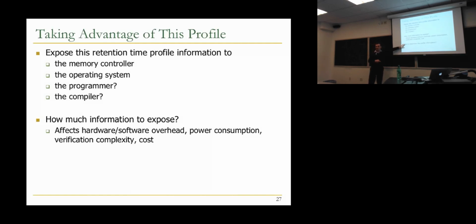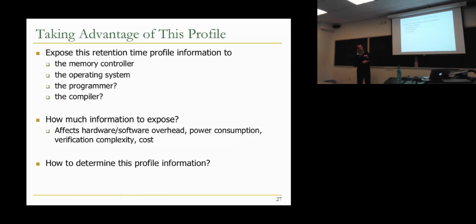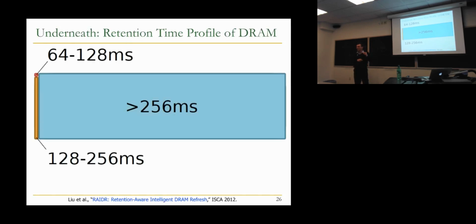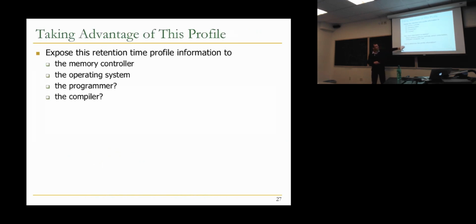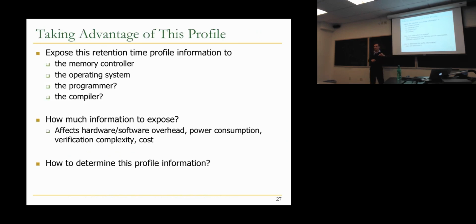And perhaps an even more difficult question is, how do you determine this profile information? How do you figure out which cells have what kind of retention time? Which rows have what retention time? And who figures this out? I'm not going to give you the answer, but it actually turns out to be tough to do this. I'll give you a hint, but it turns out some of the rows, some of the cells, move between different retention time states. Sometimes they retain data for 64 milliseconds, sometimes they retain data for 1 second.